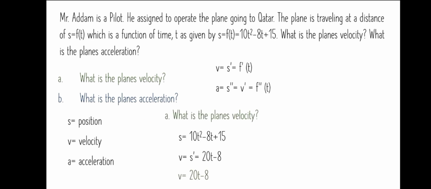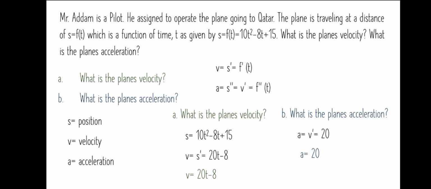For the part A question, we're finding the velocity. So here we can say the velocity is equal to the derivative of s. So s is equal to 10t squared minus 8t plus 15. Here we can take the derivative and get our velocity. So velocity is equal to the first derivative of s, which is equal to 20t minus 8. So that is our velocity.